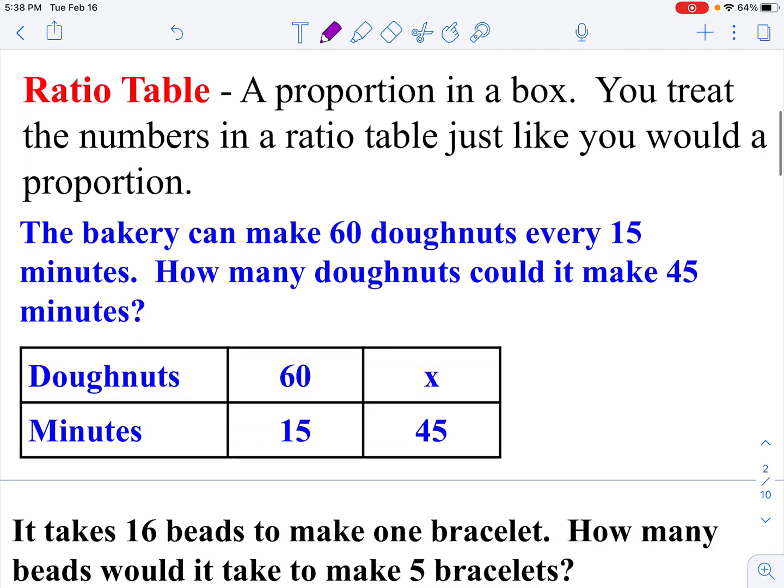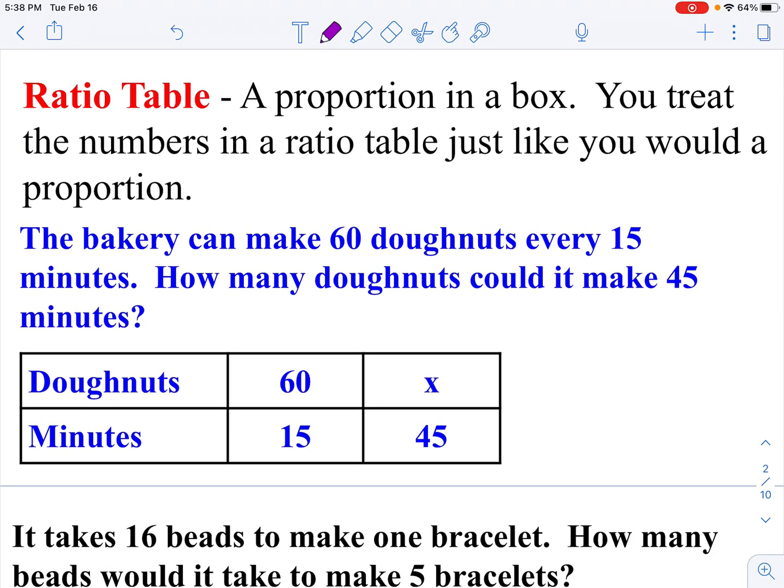Okay, so let's look here. A ratio table. It's a proportion in a box. You treat the numbers in a ratio table just like you would a proportion. So here we've got a scenario: the bakery can make 60 donuts every 15 minutes. Does that make you hungry? How many donuts could it make in 45 minutes? So here we're comparing donuts to minutes, and the ratio was 60 donuts, 15 minutes. So that's where this 60 and 15 come from.